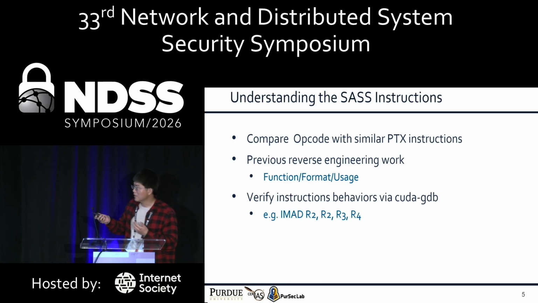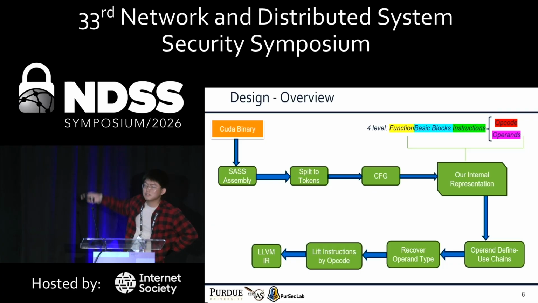Then after that, we can just verify the instructions by CUDA-GDB. Here's an example for SASS assembly. IMAD is for multiply and add. It will multiply R2, R3 plus R4, and then write it back to R2. Okay, so this is the design of NVLift, and I will break it down step by step.